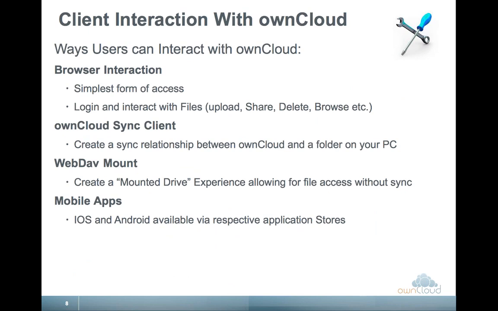The ownCloud Sync client is yet another experience where I can create a synchronization relationship between a folder on my PC and my private cloud, my ownCloud account. I want to make sure that this folder on my desktop has files in it that I can access from any place: from my mobile device, from my device at home, through the browser. So I can set that relationship up so that anything I drop into that folder gets pushed up to ownCloud, and from there it's available via all of those channels.